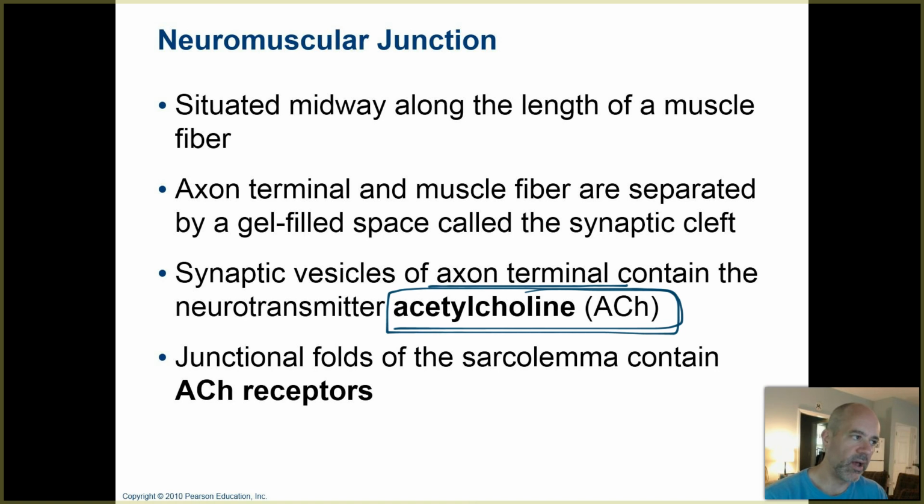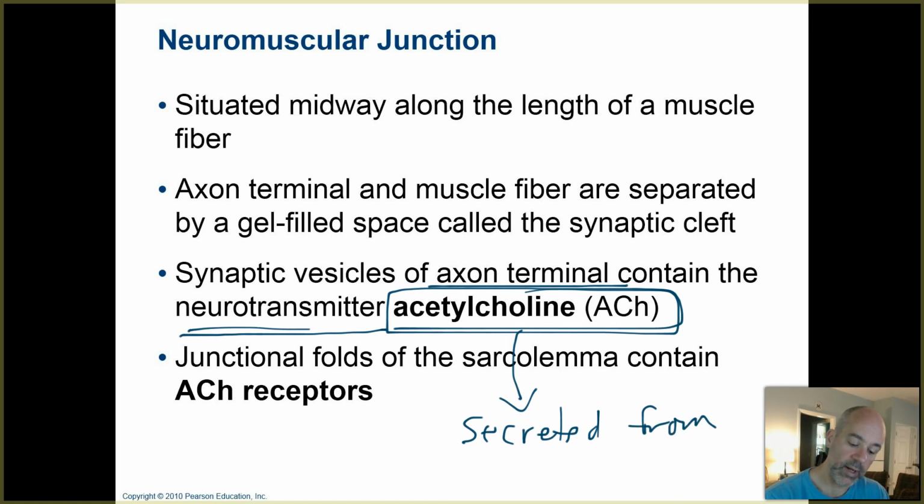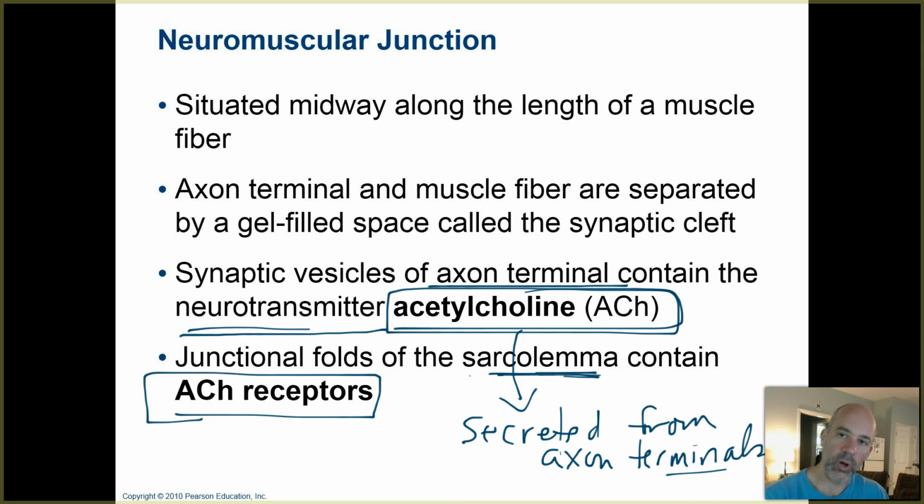Abbreviated as ACh. Acetylcholine is an example of a neurotransmitter. Neurotransmitters are signaling molecules that neurons secrete. And in Unit 5, we'll see a whole lot more examples of neurotransmitters because there are various types that are used for different communication needs. But acetylcholine is the type that is secreted from motor neurons. Secreted from those axon terminals. Okay. And then across, over on the sarcolemma of your muscle fiber, you're going to have acetylcholine receptors. Okay, so those are also proteins.